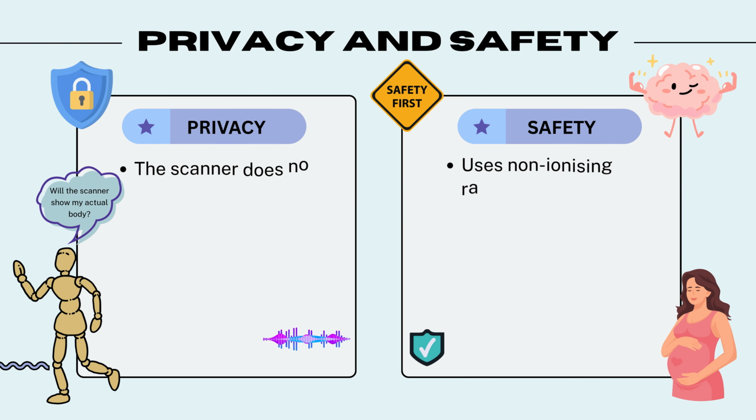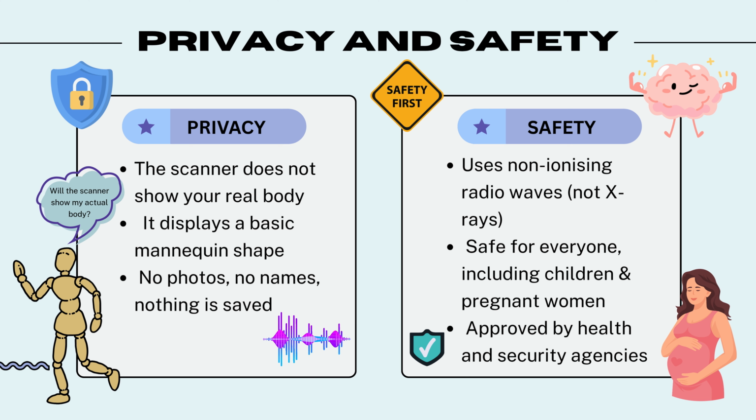Now, let's talk about two really important things, privacy and safety. First is privacy. One of the biggest concerns people have is, will the scanner show my actual body? The answer is no. The scanner displays a basic mannequin-like figure, not your real body image. There are no photos taken, no name shown, and absolutely nothing is saved or stored. It's all processed in real time and then deleted. So, your privacy stays fully protected.